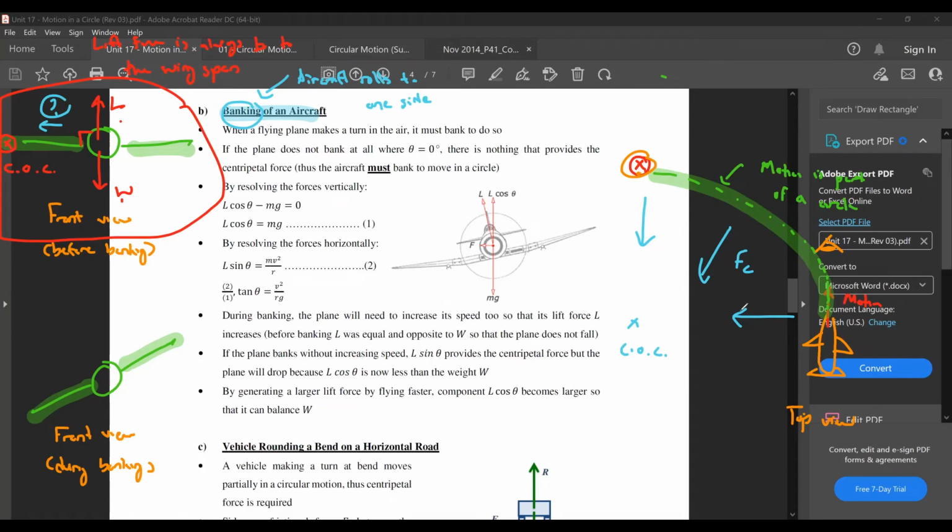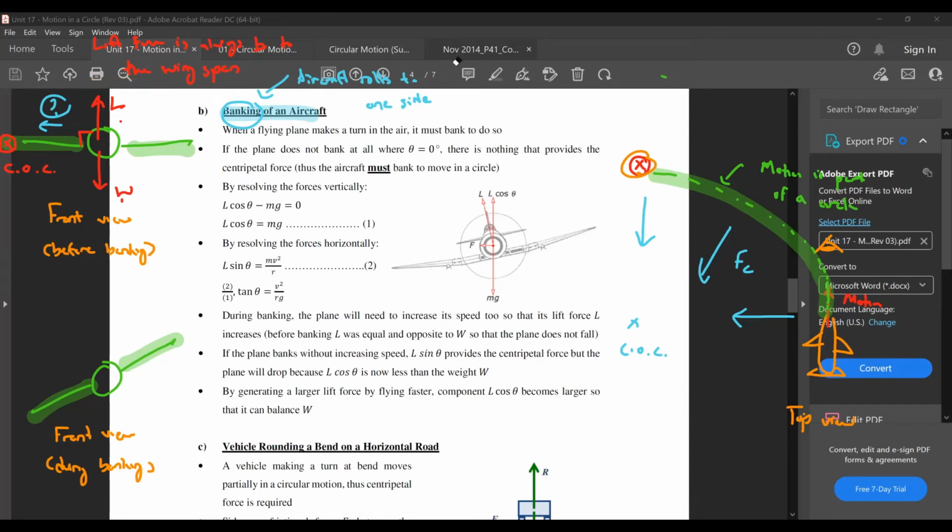Just like I mentioned to you, if you have something that wants to move in a circle, you need to have centripetal acceleration, you need to have centripetal force. Centripetal force must come from some other existing force in the first place. So if you consider the case where the aircraft does not bank, the wings are perfectly horizontal like the ones that you're seeing at the front view, there are actually no forces pointing towards the center of the circle. No forces pointing towards the center of the circle means there is no centripetal force. So your aircraft cannot move in a circle in the first place.